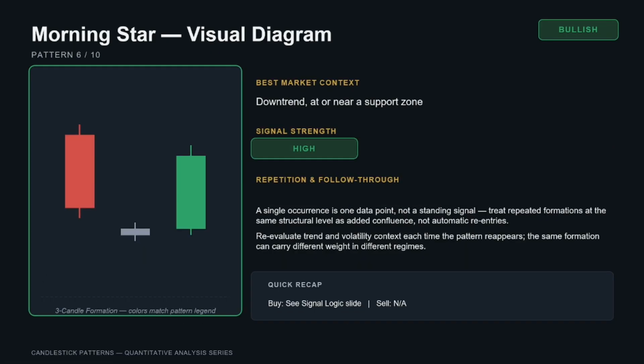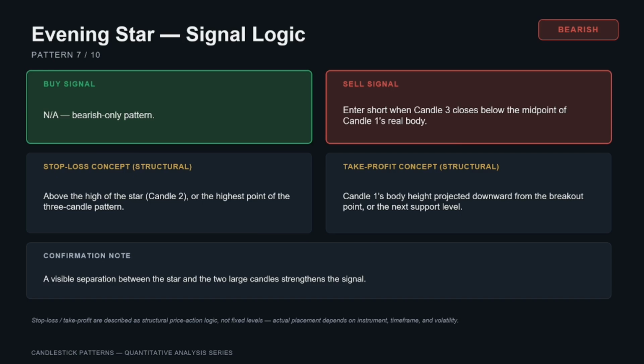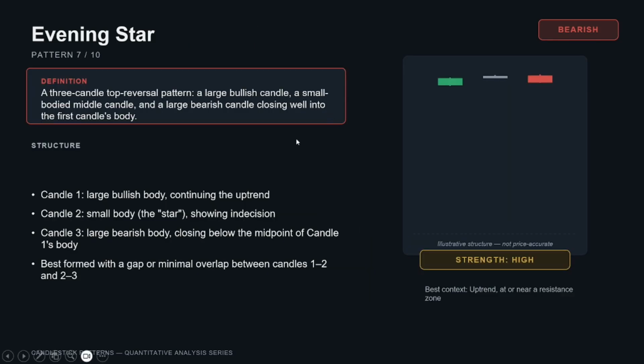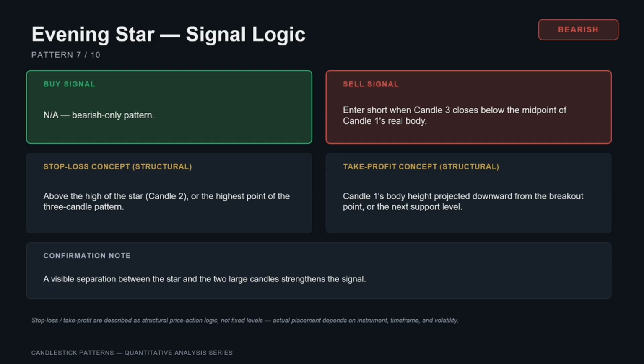Pattern 7, evening star. Inverse 3 candle top reversal: a large bullish candle, a small star, and a large bearish candle closing below the midpoint of candle 1. Best context: uptrend near resistance. Signal strength: high. Signal logic: enter short when candle 3 closes below the midpoint of candle 1's real body.